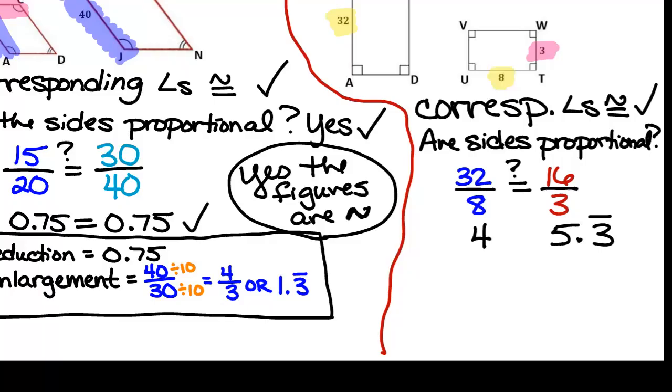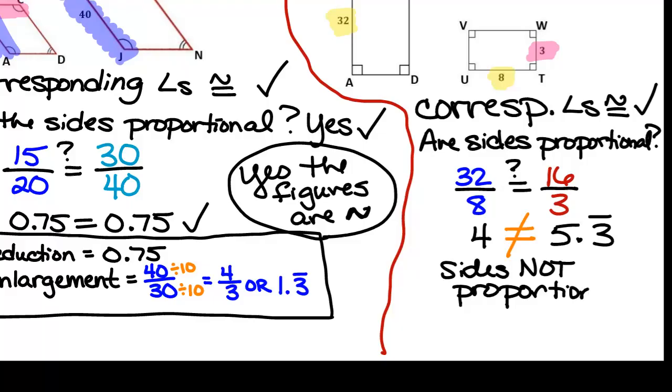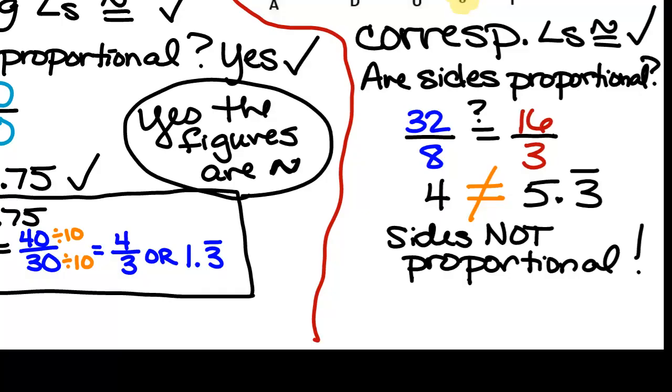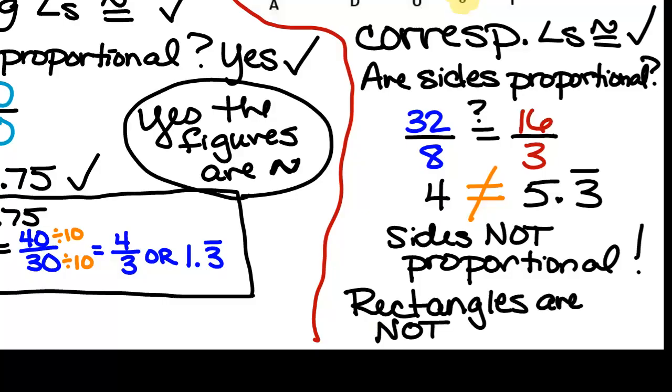Biggest idea here, though, is what do you notice about those two numbers? Are these sides proportional? No. Proportional means the fractions come out to be exactly the same. These are not equal, so we would say the sides are not proportional. So are the rectangles similar? No. Rectangles are not similar.